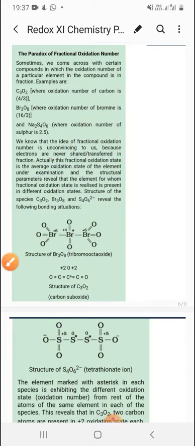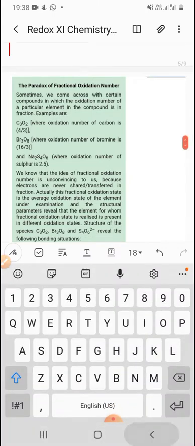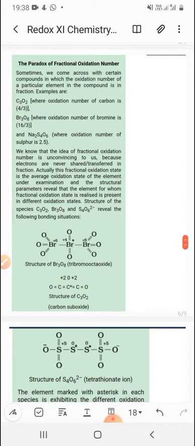So in this type of example, you cannot use the simple oxidation number method that I told you about in the earlier videos. Here you have to calculate the oxidation state by opening its structure. In examples where the oxidation state extends beyond the valence, you cannot find the oxidation state by simply putting in the value of x. There you have to open the structure of that compound. So this is the paradox of fractional oxidation number.